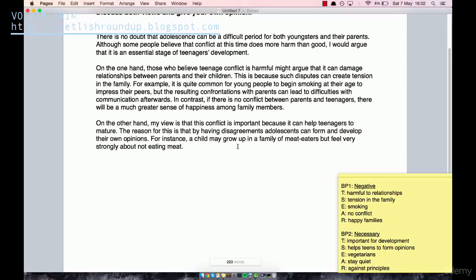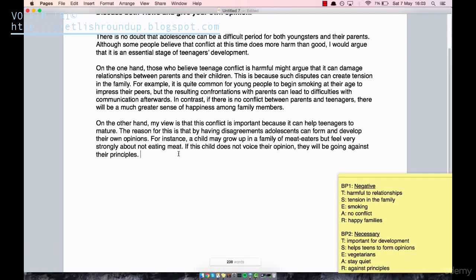So, for instance, a child may grow up in a family of meat-eaters, but they'll feel very strongly about not eating meat. If this child does not voice their opinion, it's okay to use their. It's gender neutral. When we know we're not dealing with a plural, you don't have to write his/her all the time. So you can just write their. So if this child does not voice their opinion, they will be going against their principles.